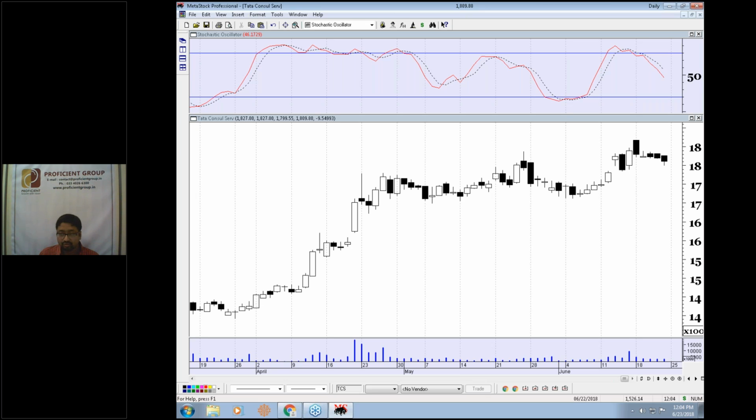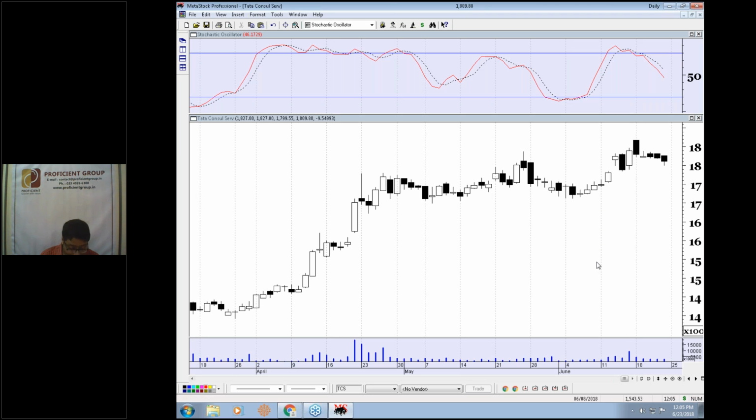TCS is the strongest player in this sector. It has shown tremendous strength, tremendous primary upward nature, and we are recommending it to buy. Recently, there was a buyback offer in this stock, and there is much more volatility, and the volume has increased recently. But as long as TCS maintains above the 1720 mark, the primary uptrend is intact, and any pullback will be a buying opportunity.